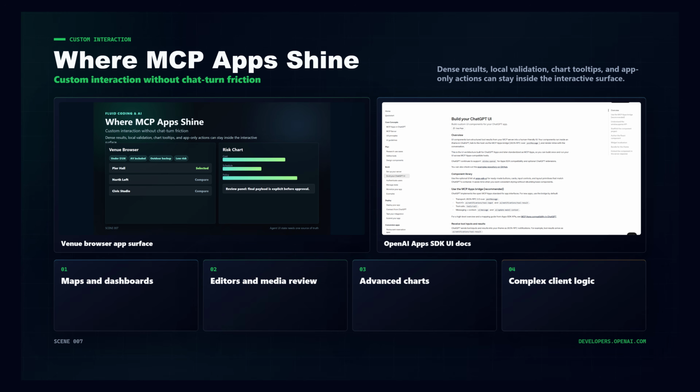This is where iframe UI shines. The venue results can be dense without becoming unreadable. The form can validate fields locally before submission. The chart can have tooltips and drill downs. App-only tools can refresh details, load venue records, or submit a draft without exposing every internal button action to the model. For maps, editors, dashboards, media review, seat selection, and complex client logic, MCP apps are the flexible option.